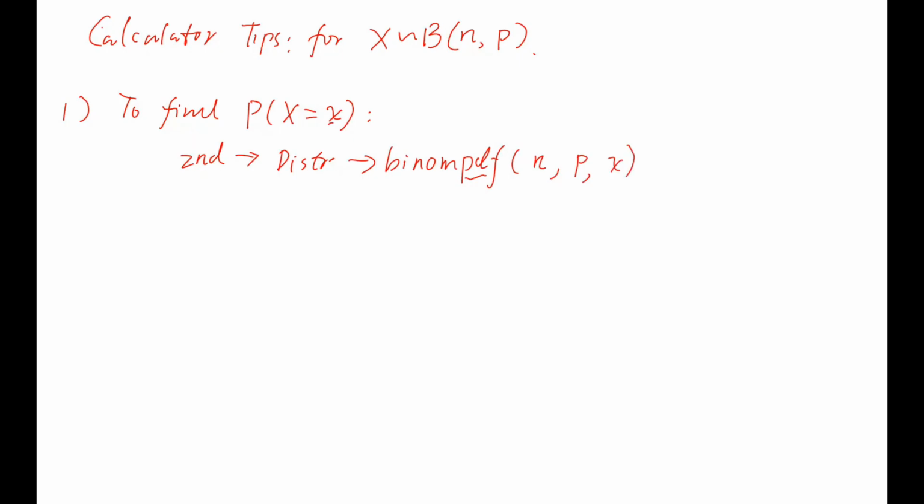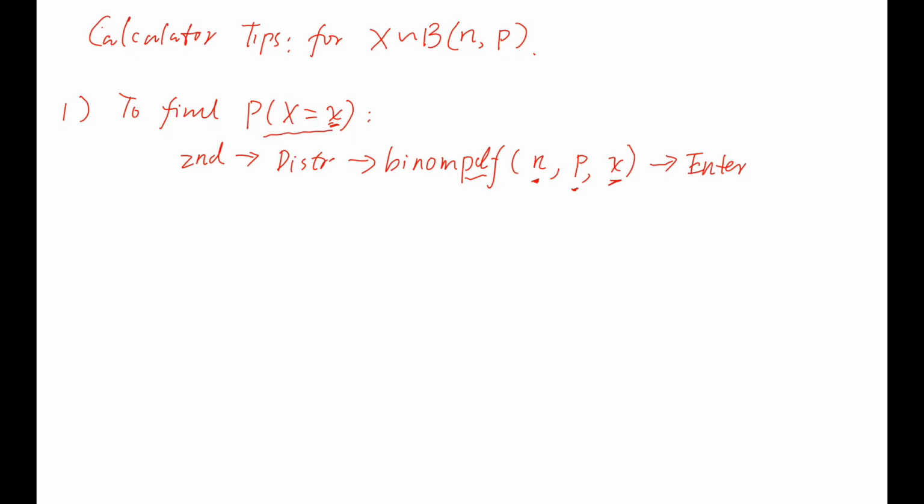Based on different settings, you may have different arguments, but the first is the number of trials, the second is the probability of success, and the third is the value of interest, the kind of value you want to get. And then you go to enter, maybe enter again. You will find this probability for X equals x.